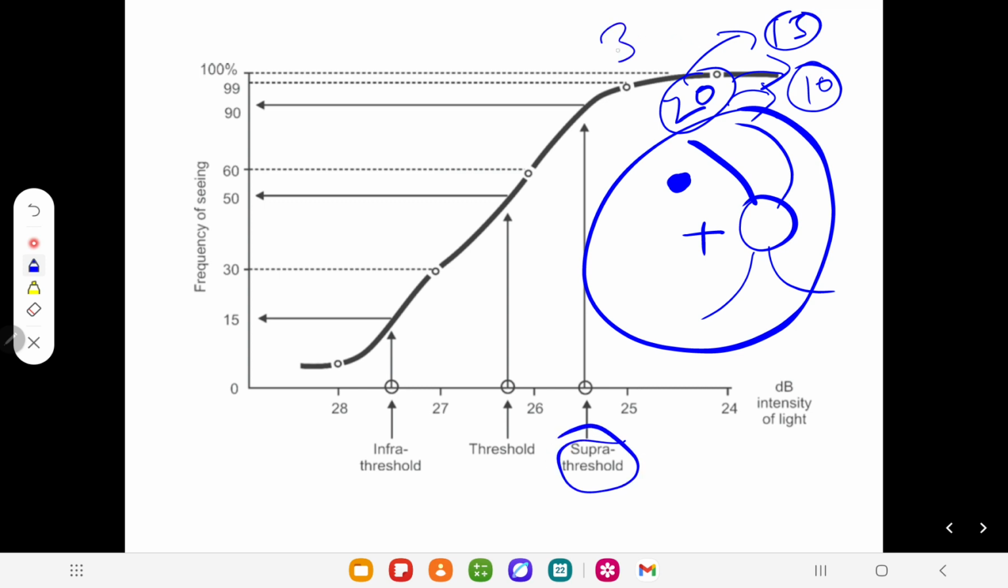Out of 20 times it's seen only 3 times at this particular stimulus. But at this particular area, this is called infra threshold. That's the concept of threshold. Just remember, this graph is very important.